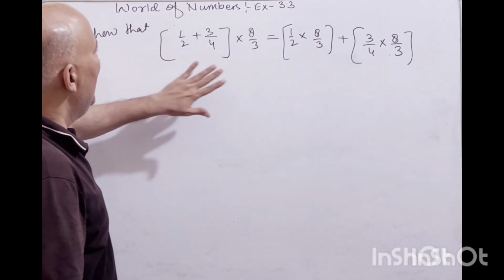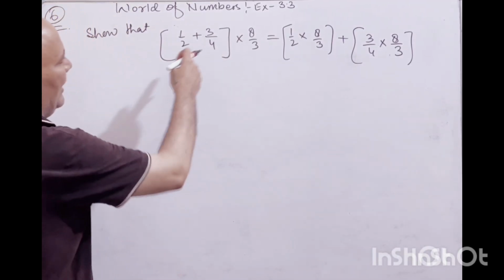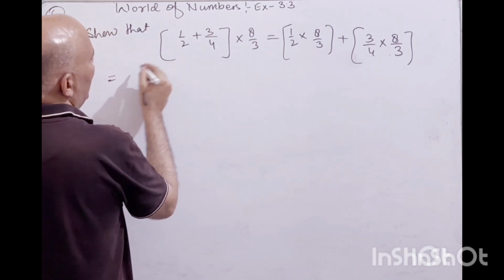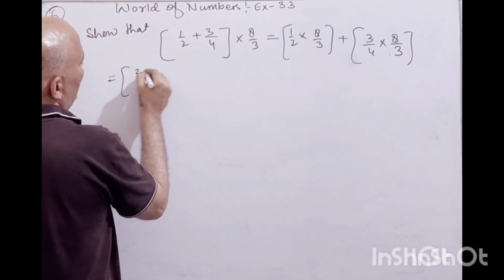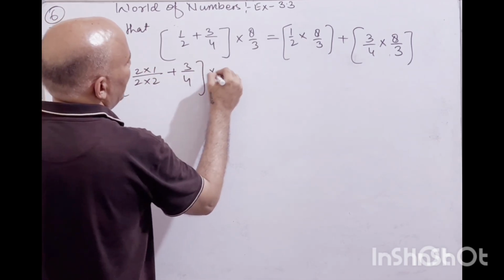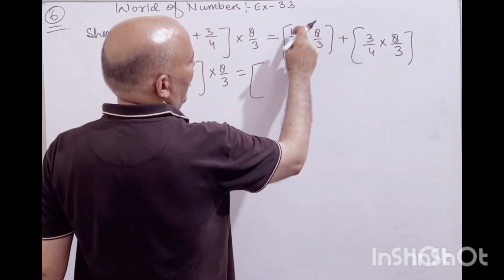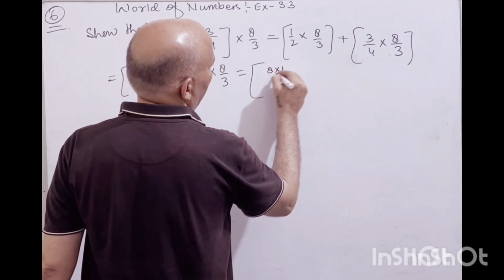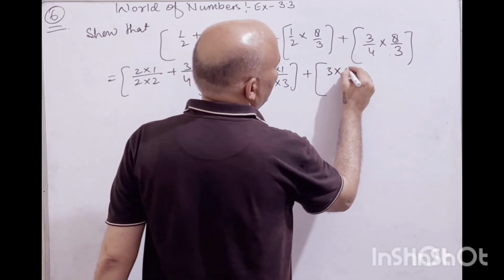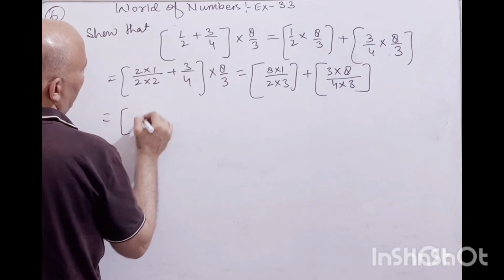So in question number 6, we have to show this, which has been given in the question. Whatever we have done till question number 5, we have to apply over here, right? First thing, we have to make the denominator equal. To make this 4, we multiply 2 by 1 and 2 by 2 plus 3 by 4. This is 8 multiplied by 8 by 3. This is simple, you have to multiply numerator with numerator, denominator with denominator, right.